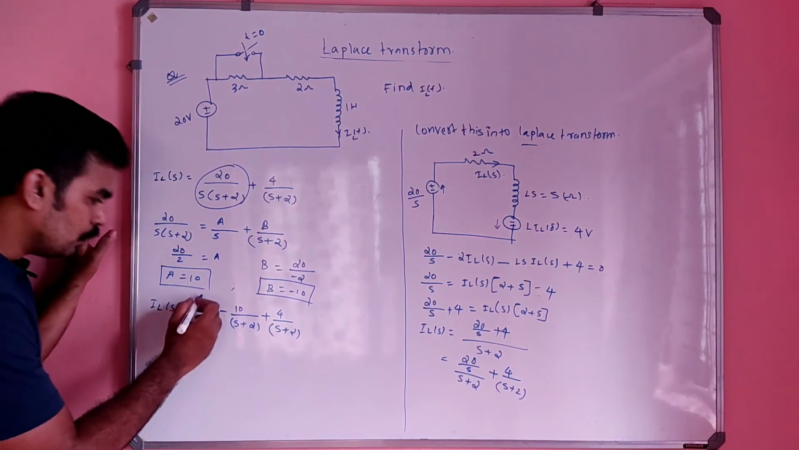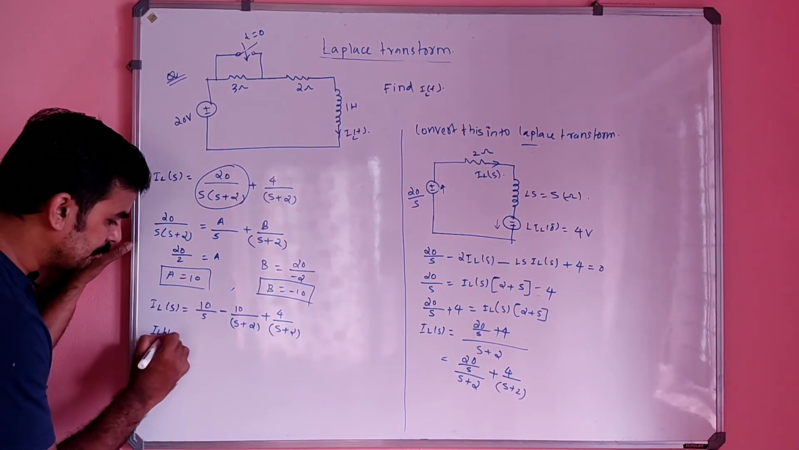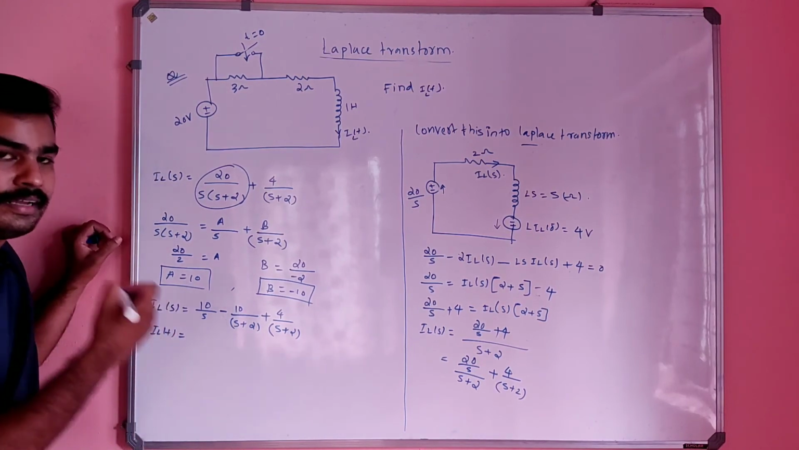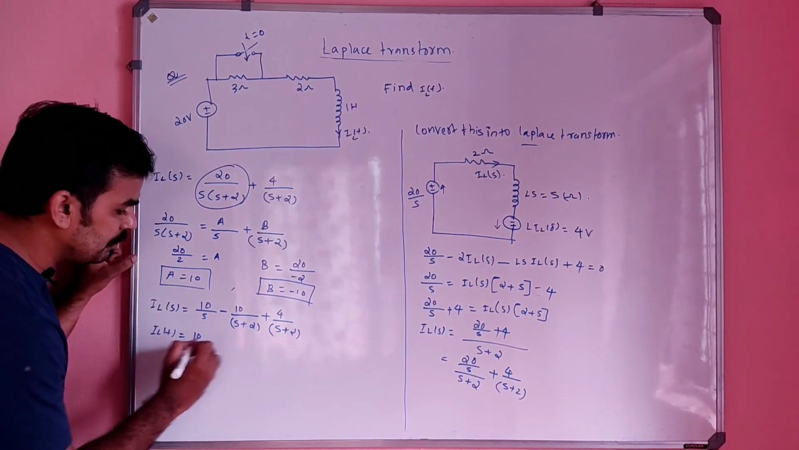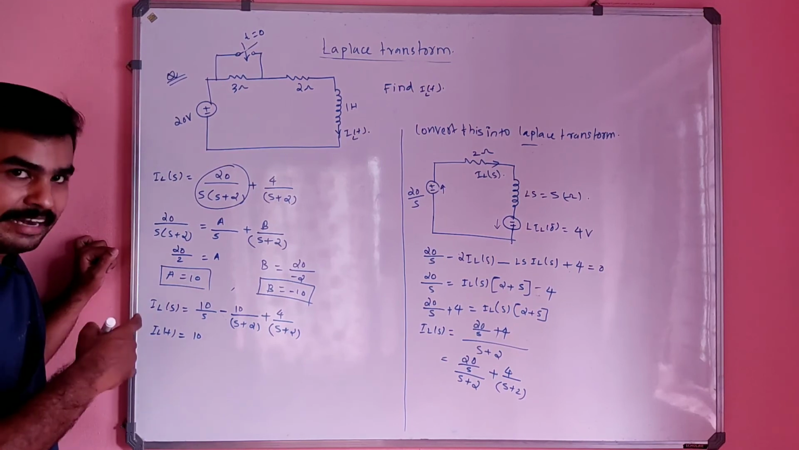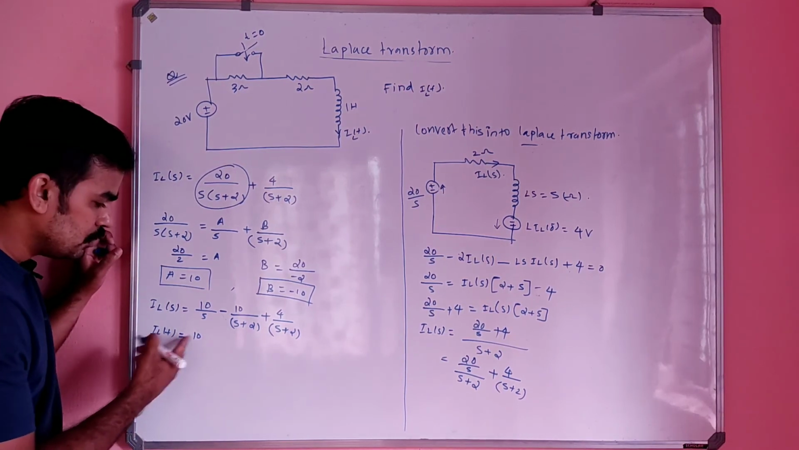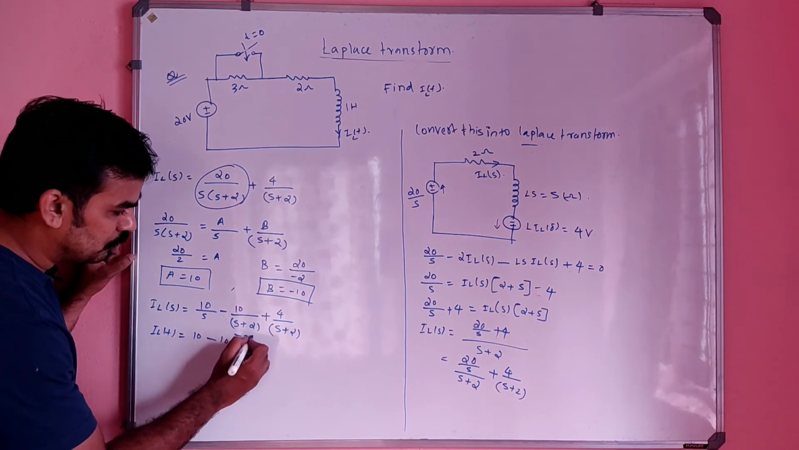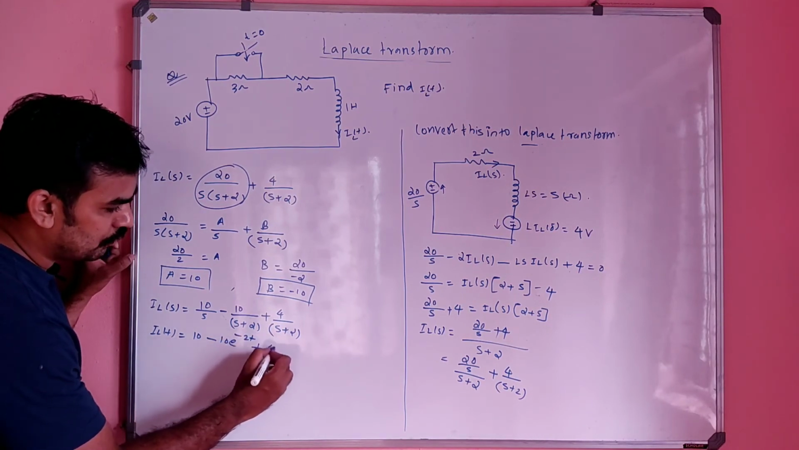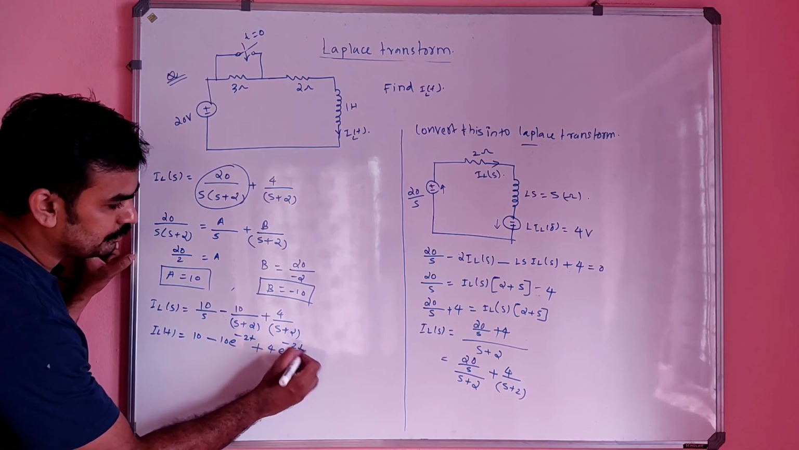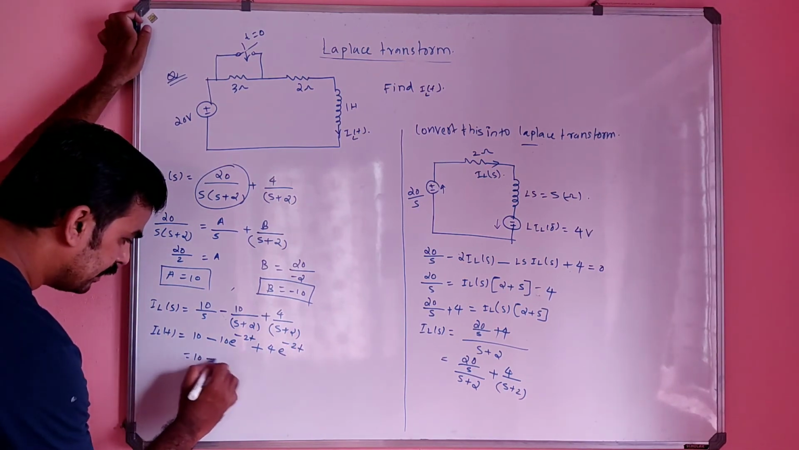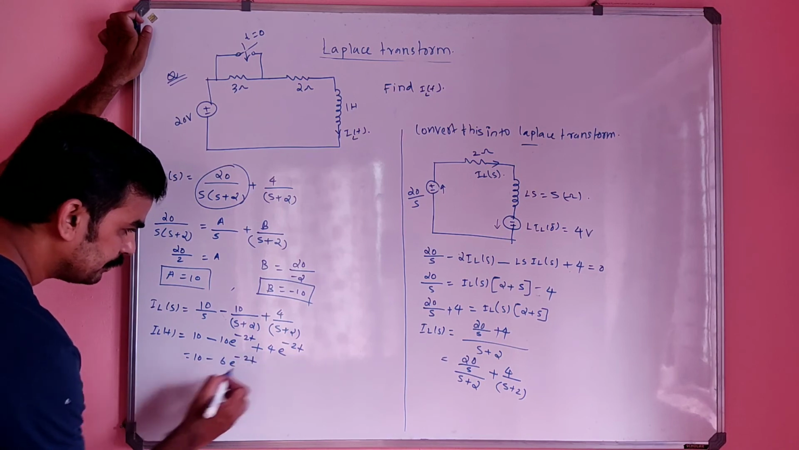It will become IL of t, which is nothing but taking the inverse of this, right? So what is the inverse? 10 by s means in time domain it will be simply 10, right? Then only it will be 10 by s. In inverse, in time domain it will be simply 10 minus 10 into e raised to minus 2t plus 4 into e raised to minus 2t. Correct. So it will become, listen carefully beta, 10 minus 6 e raised to minus 2t.